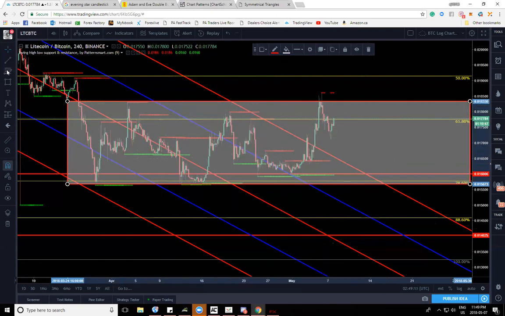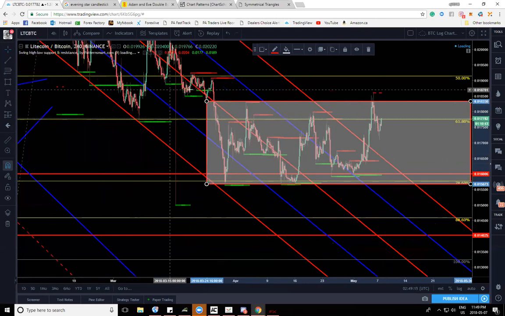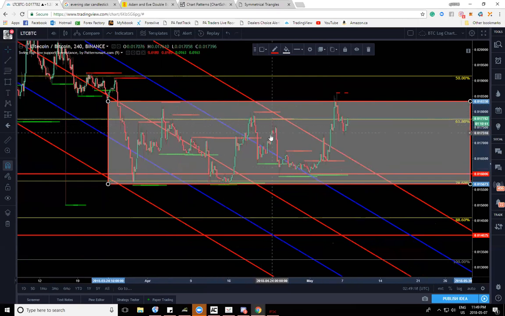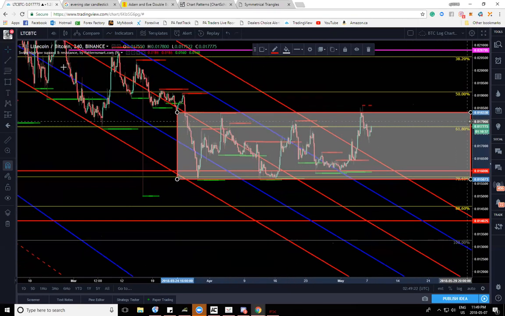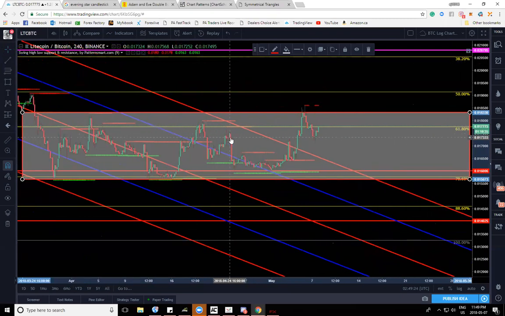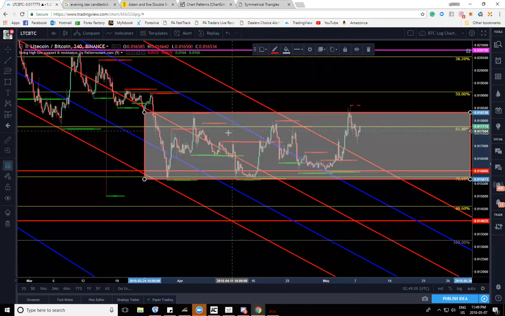Now, eventually it does break, either up or down, so normally this could also be considered a Darvis box, and usually they break in the same direction as what they came in. So we'll see.